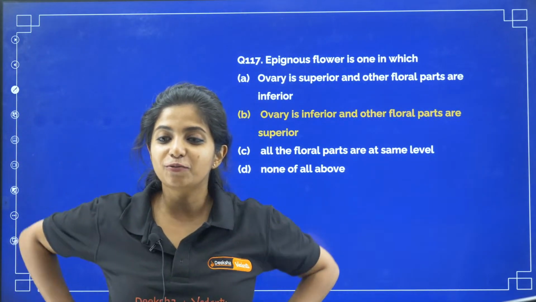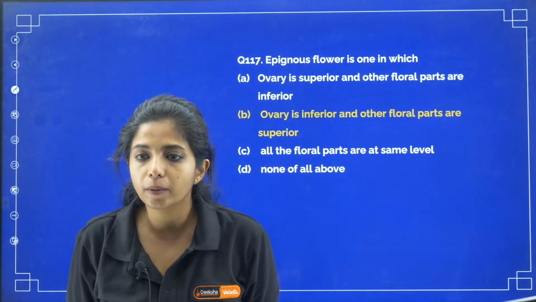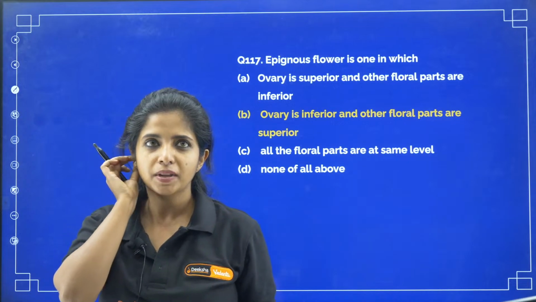Epigynous flower is one in which, my dear children, the ovary is inferior and the other floral parts are superior. That is what you mean by epigynous flowers. Okay, what is perigynous?